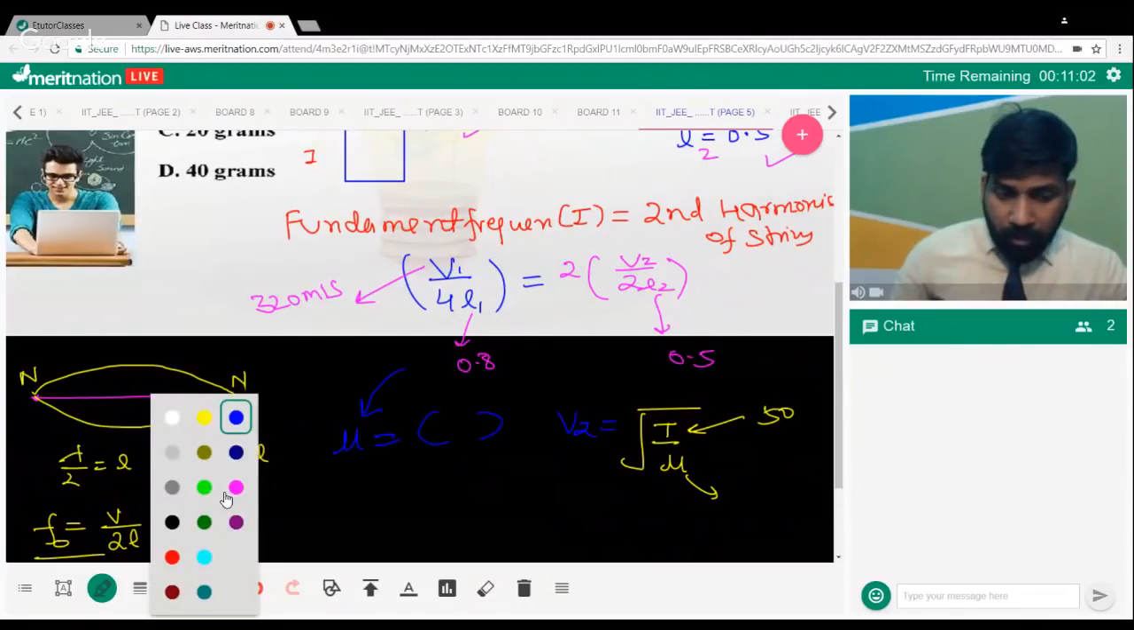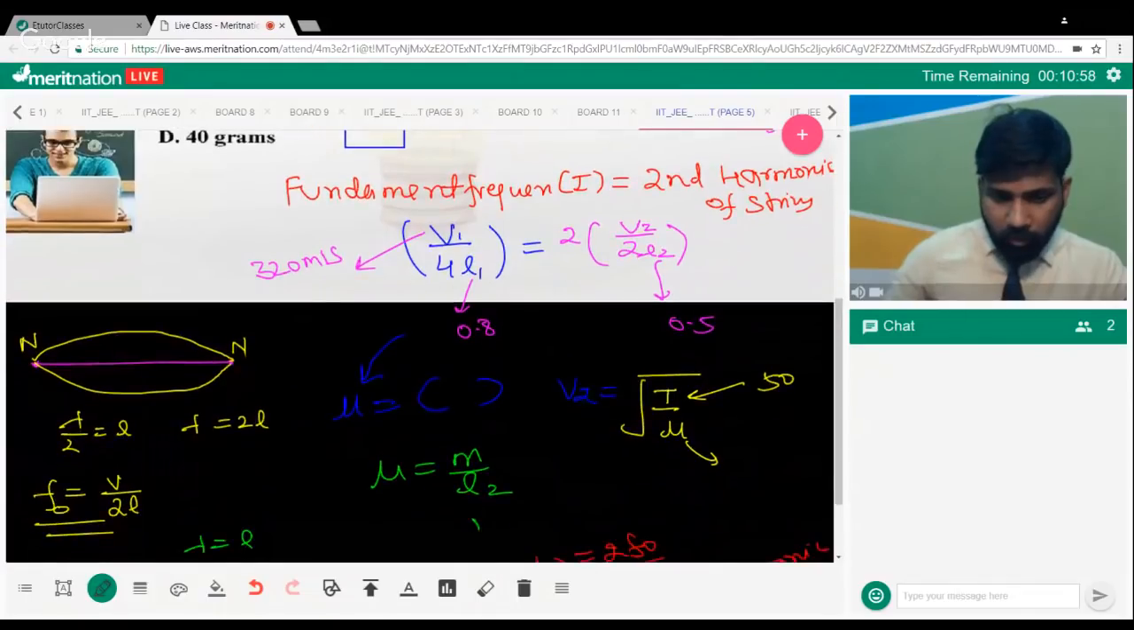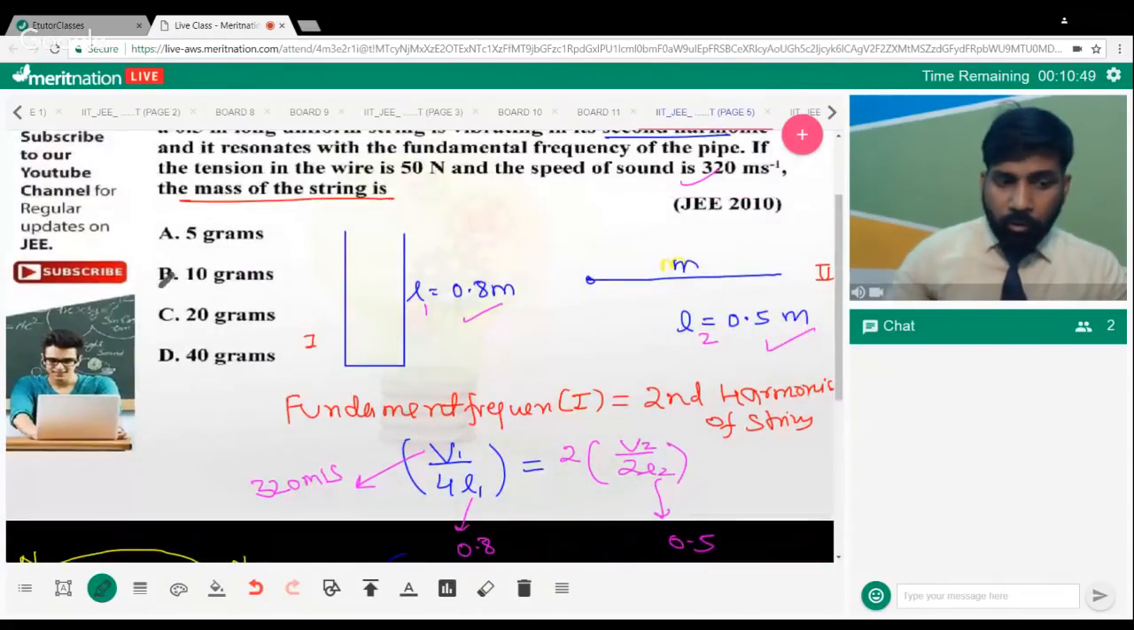After that, you know that mu is equal to mass per unit length, so M is equal to mu into L2. After doing the calculation, because calculation is your part, you'll get option B. So the answer of this question is 10 gram.